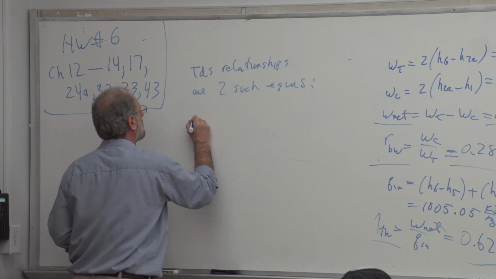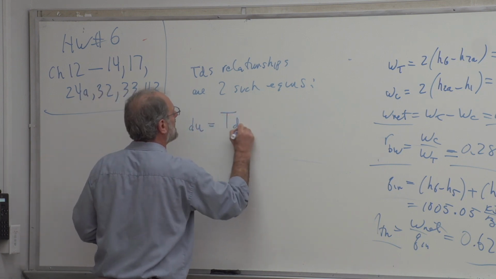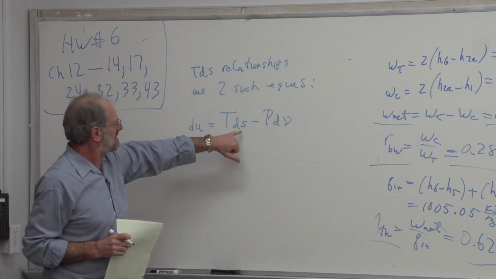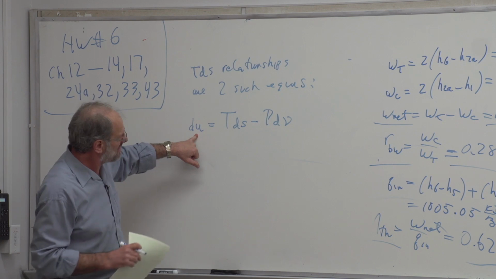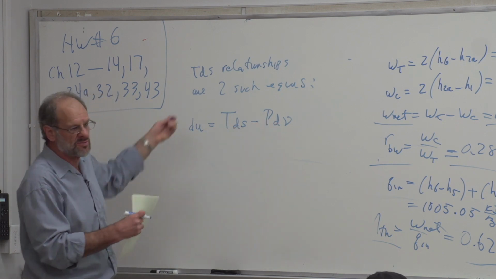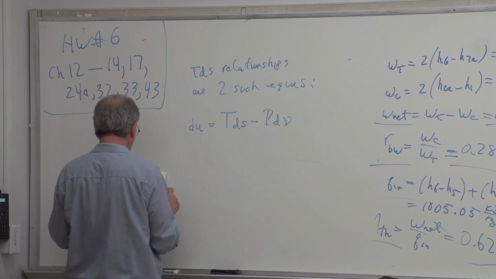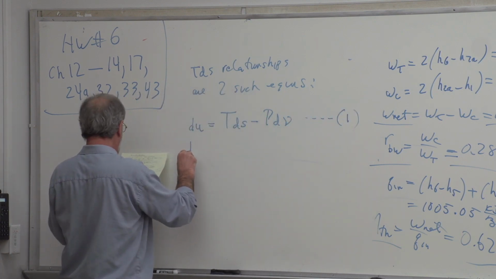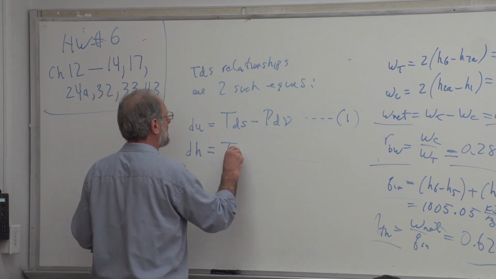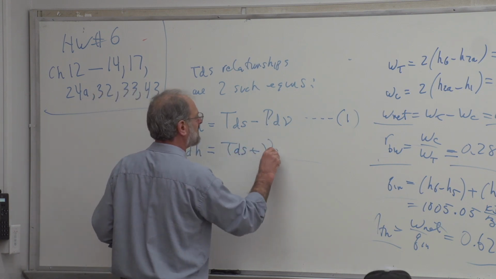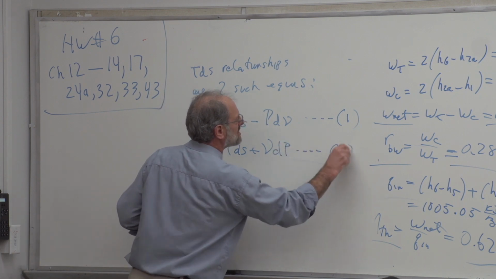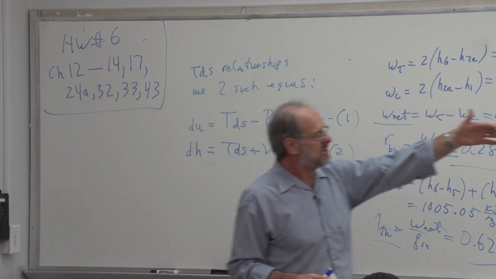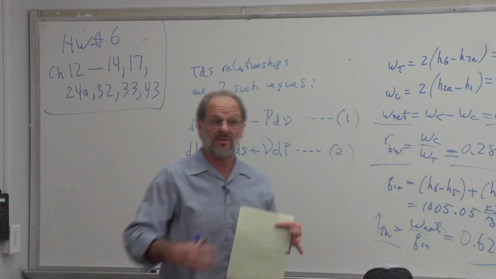So one of them was written this way, du equals TdS minus PdV. Please note that these are all lowercase. These are all intensive properties. Specific internal energy, specific entropy, specific volume, and of course pressure and temperature are intensive. So that's one of the equations. This one I'll call equation 1. And then the other TdS relationship is this one, dh equals TdS plus vdP. So this is the second TdS relationship. So from these two equations, I can apply B, C, and D to develop other equations of interest to me.